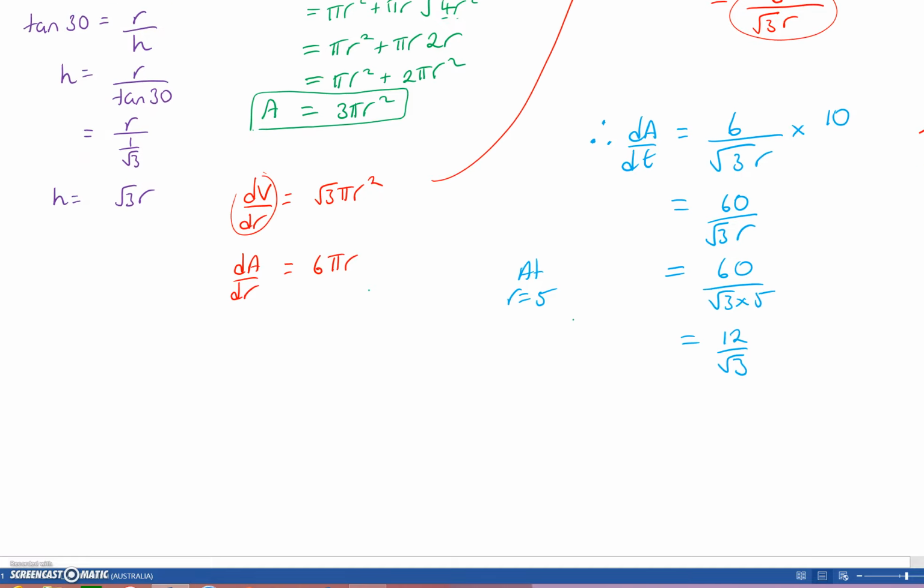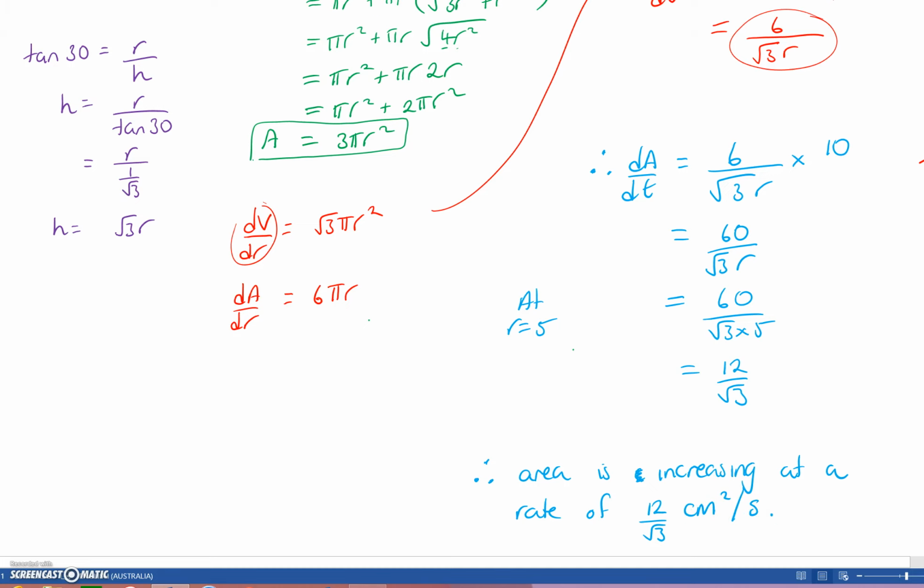So my final statement, therefore, is that area is increasing, because it's positive, at a rate of 12 over root 3 centimetres squared, because it's area per second.